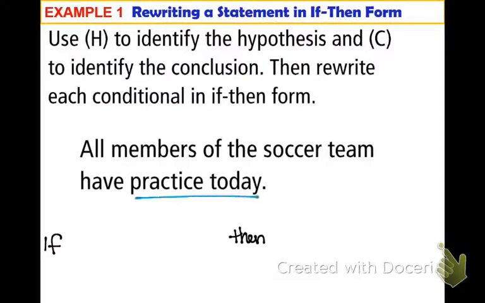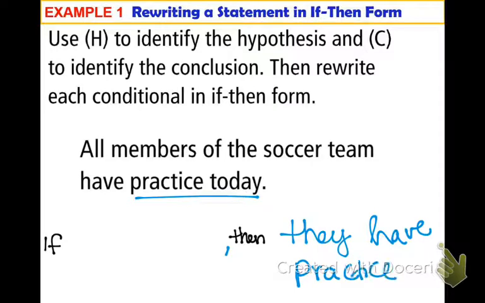They have practice today. Okay, so what you would want to do is make it somewhat of a sentence. So what would be a good subject of this sentence if they have practice today? I just said it. Yeah, well, not yet. They have practice today. I never write small enough for this. They have practice today.